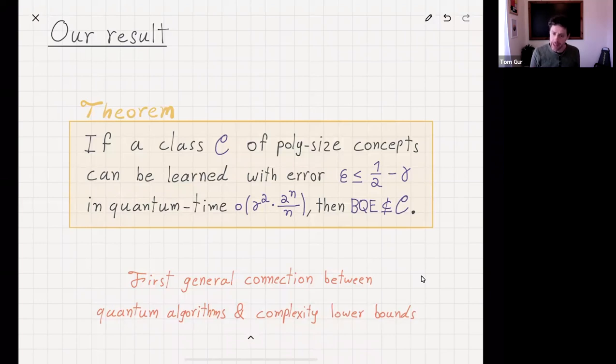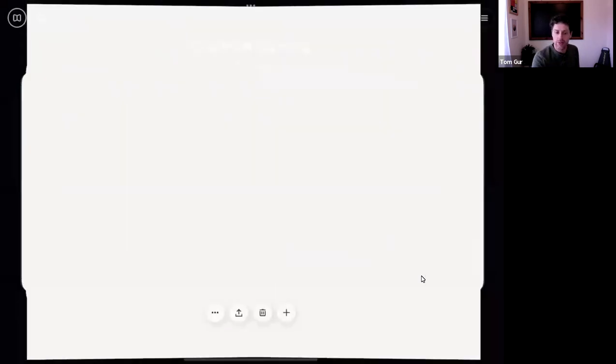And I will give some concrete examples in a second. But just to say, one of the more exciting things about this for me is that this is the first connection of the form that says, give me a quantum algorithm, and in turn you'll get some complexity lower bounds. So a way of getting new circuit lower bounds via the design of a quantum algorithm.